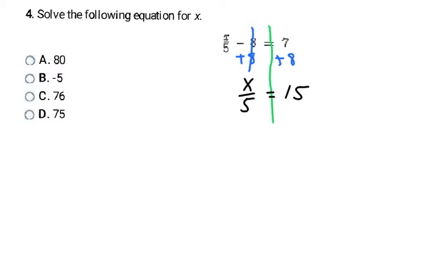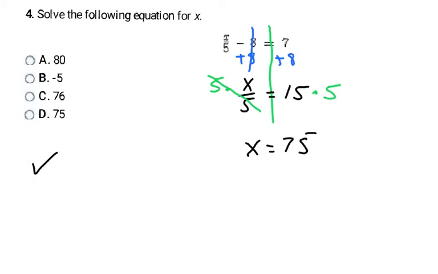Now it's a little bit different because every time before we hit this step, it was always a number times x. Now x is part of a fraction. Remember, this fraction bar is also a symbol for division. So if I'm taking x divided by 5, the opposite of dividing is multiplying. So I'm going to multiply both sides by 5. And when I multiply both sides by 5, these 5's cancel out to 1. So I'm left with just that single x. And then 15 times 5 is 75.